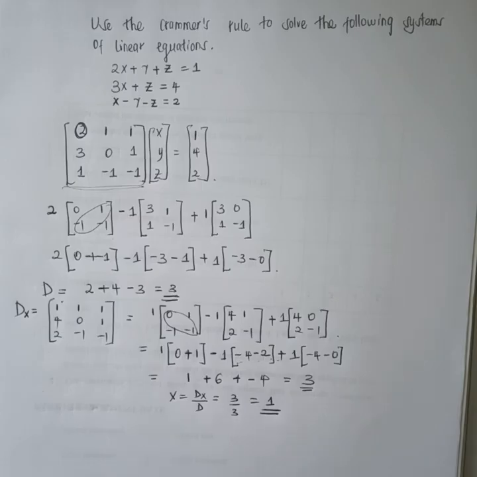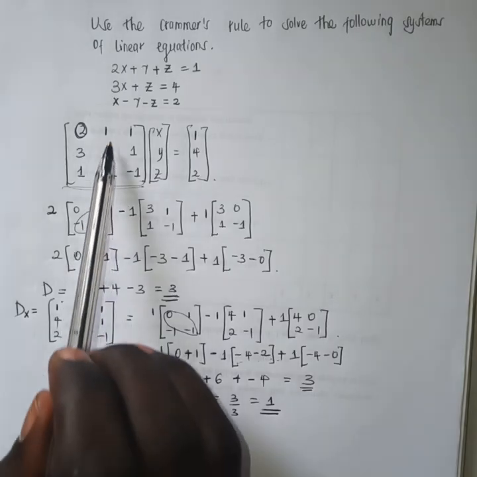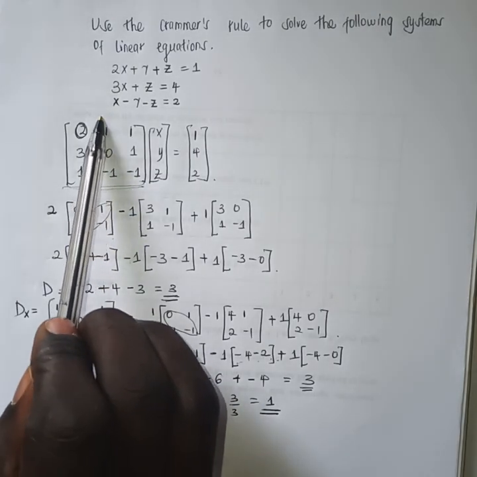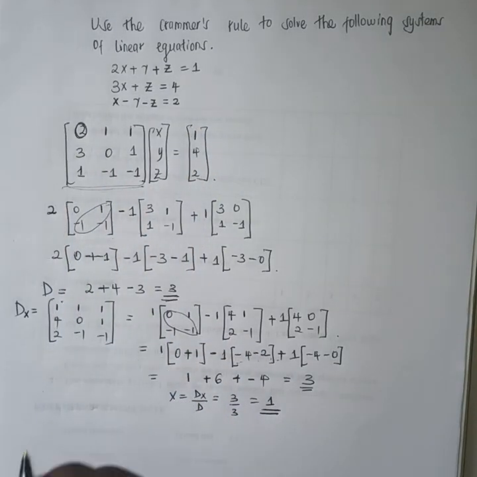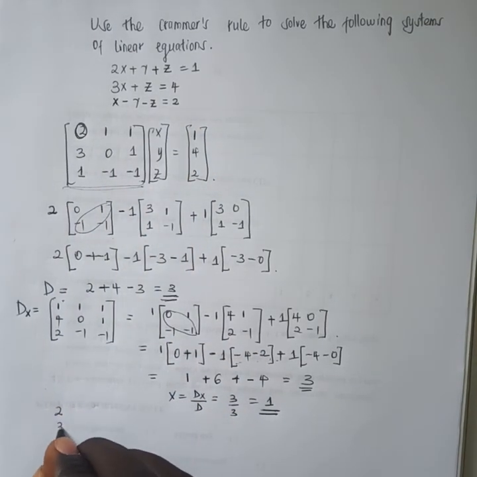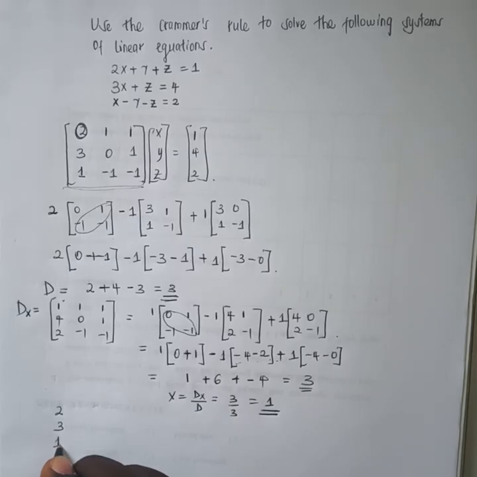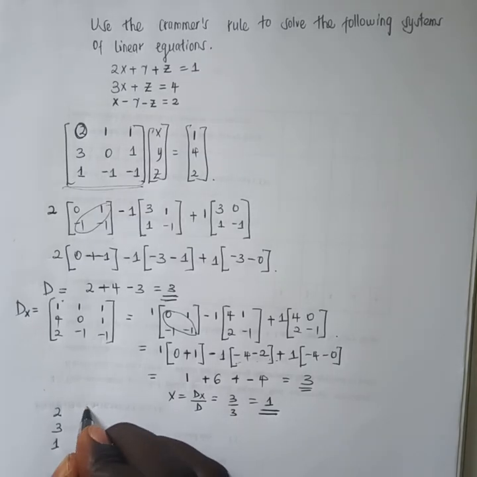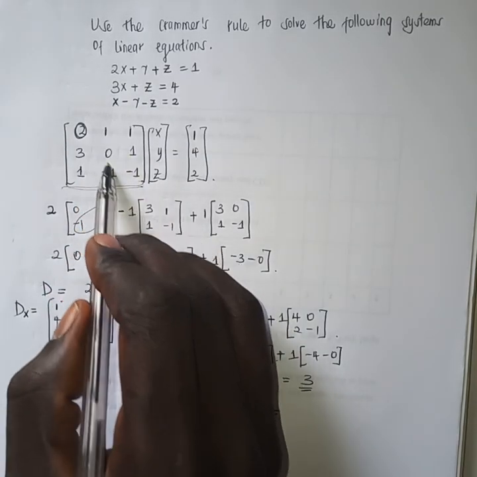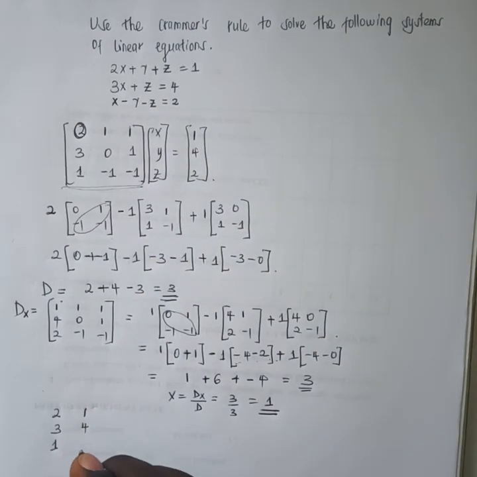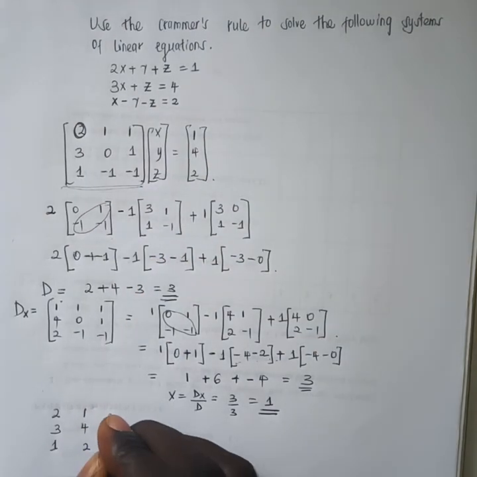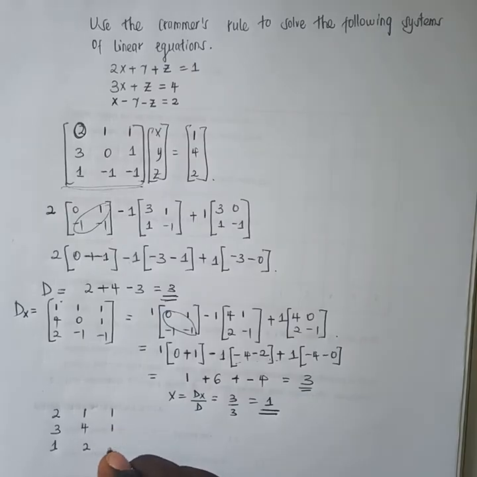Secondly, now you are going to substitute the coefficient of y with these values, but you're going to maintain these values of x. So you'll be having something like 2, 3, 1. Then these values now are not going to be there because we're going to substitute them with these values. So we'll be having 1, 4, 2, and 1, 1, negative 1.